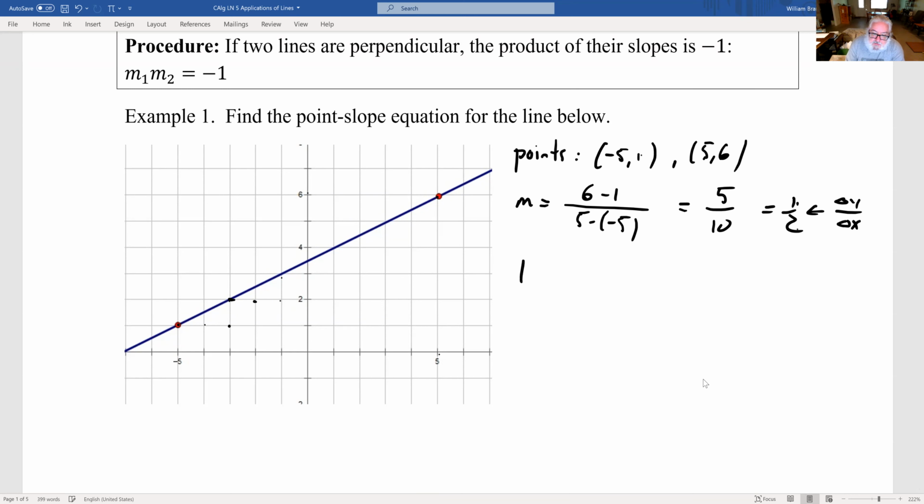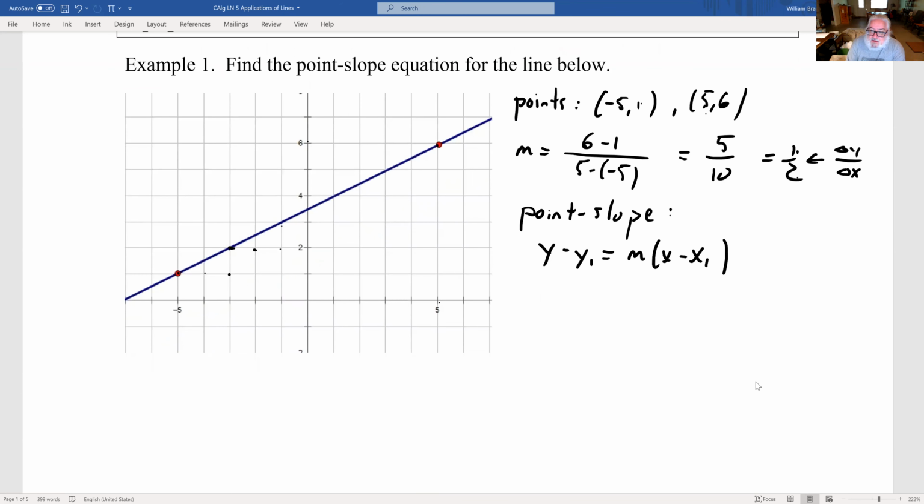Point slope form is the next thing we go to. And that formula is y minus y1 equals m times x minus x1. So you can take either point. I usually like to take points that don't have negative signs in them. So I'll go y minus 6 equals 1/2, because it's the slope we just calculated, times x minus 5. So this is my point slope formula.